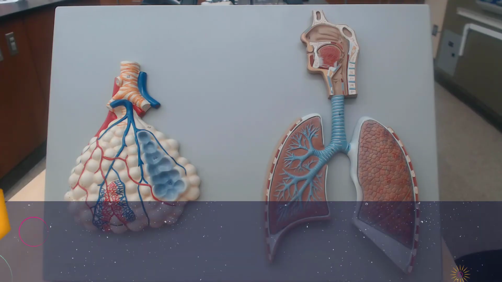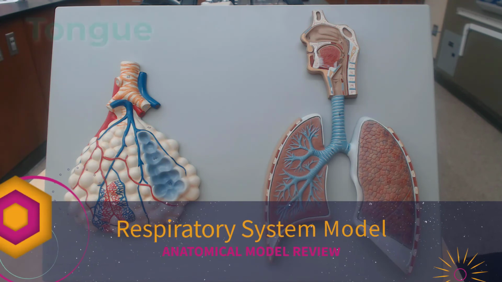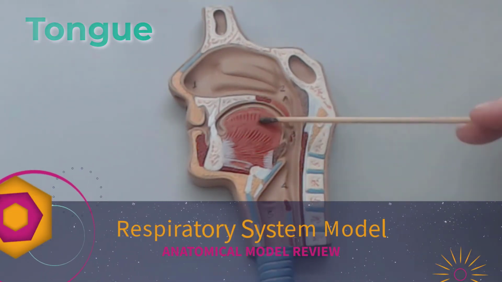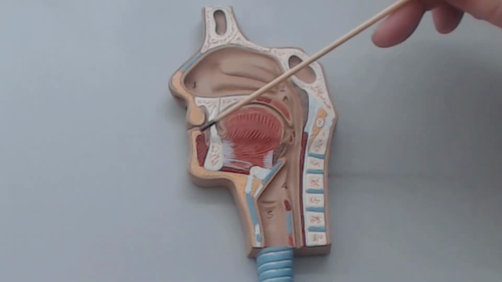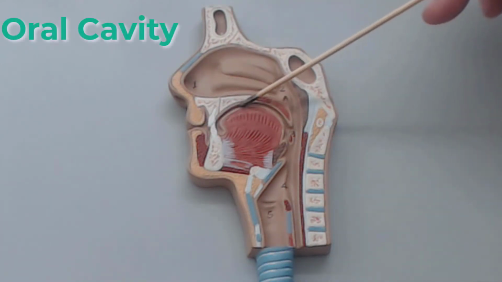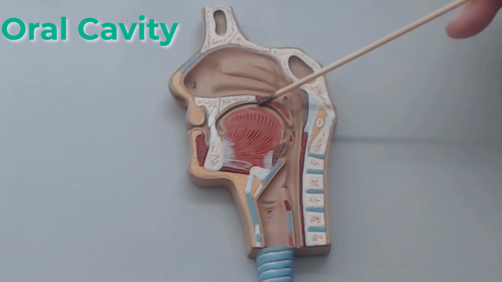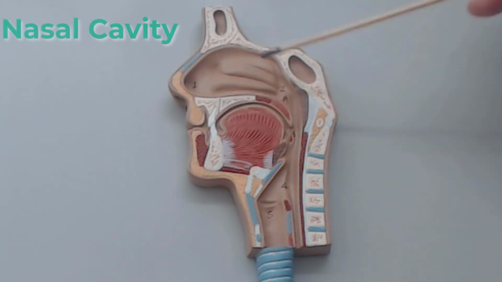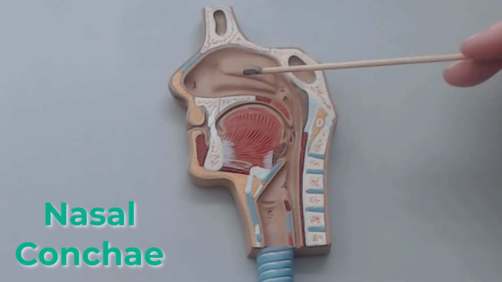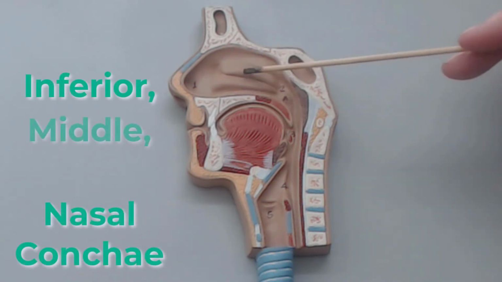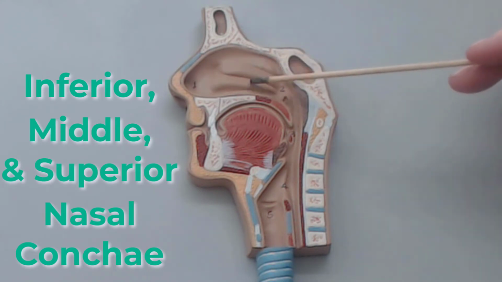So this is the respiratory system model. So this structure here is the tongue. This is the mandible. These would be lips. And this is the oral cavity. The oral cavity here. This is the nasal cavity. These are the nasal concha. Okay, this is the inferior, middle, and superior nasal concha.